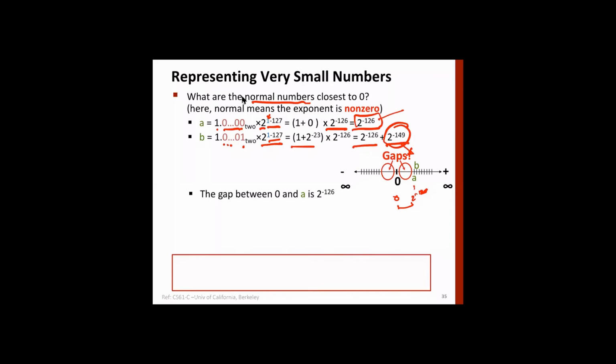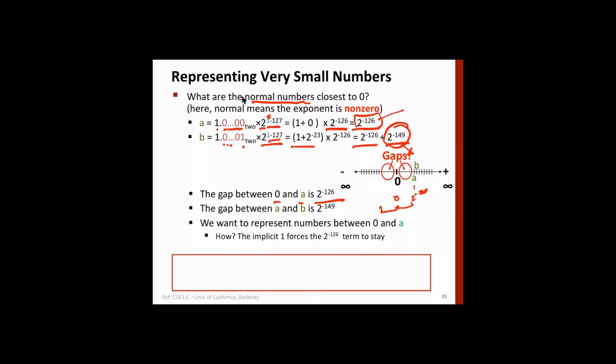Okay, similarly it's on the negative side also, this gap. Then what do we do? There is a gap between 0 and a, which is 2 raised power minus 126. So now we can create another special case. This is all coming because of this implicit 1. The moment the implicit 1 is there and the rest are 0, it becomes 2 raised power minus 126. So we have to do something about this implicit 1.